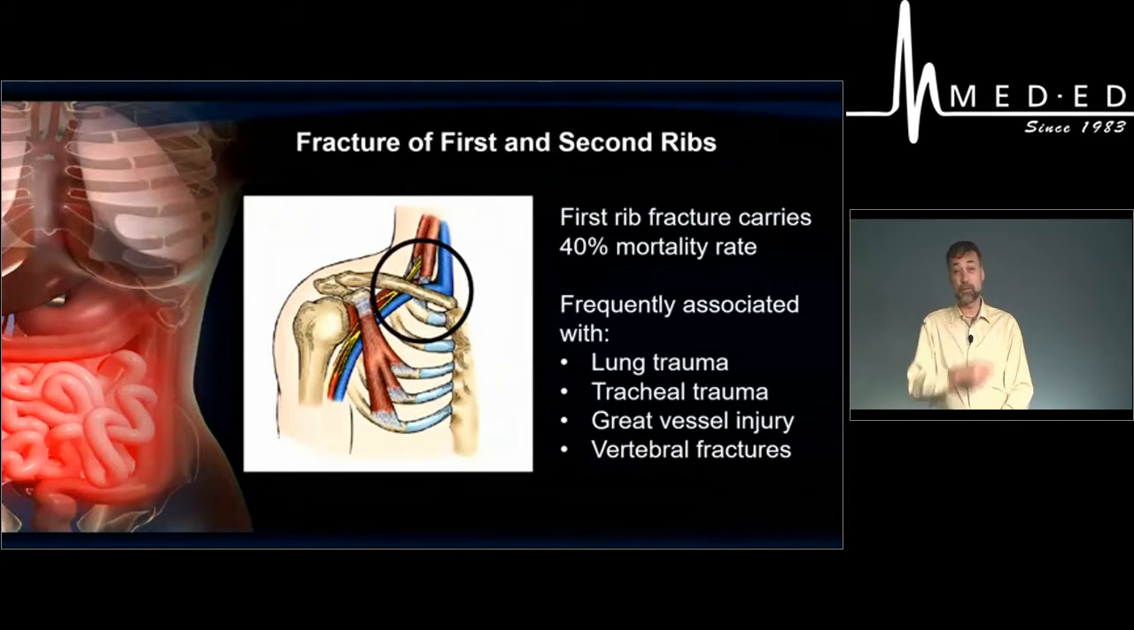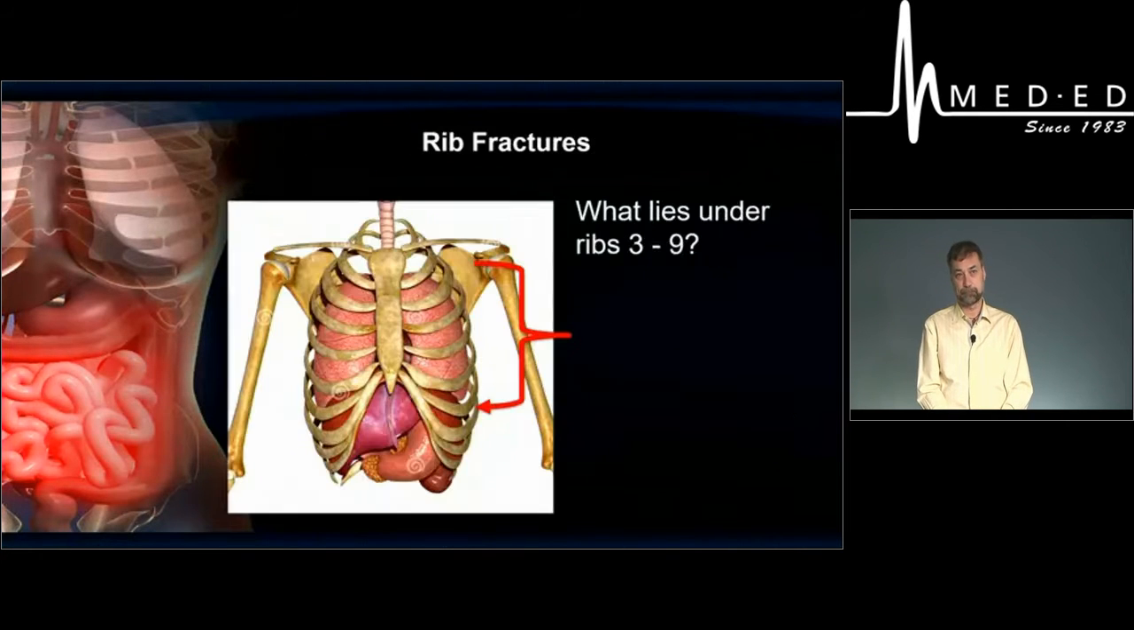So to break the first rib, you've got to break through the clavicle. The clavicle's got to break down against the first rib, and that's most likely going to disrupt those great vessels, the subclavian artery and vein. And when those are disrupted, we get hematomas in the airway, and we get hematomas in the chest, and that can lead to hemothoraces. So again, just to finish this up, fractures of ribs 1 and 2, really high mortality associated with lung trauma, tracheal trauma, great vessel injury, and even vertebral fractures.